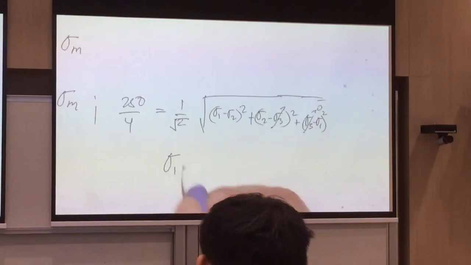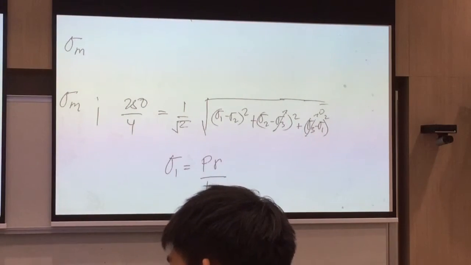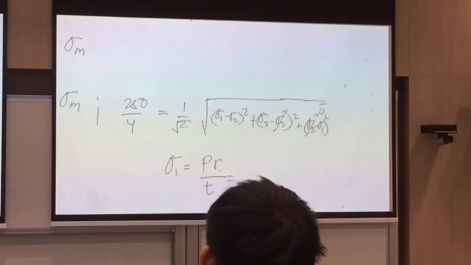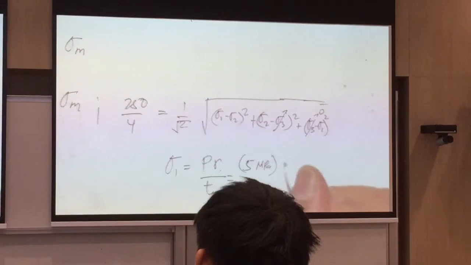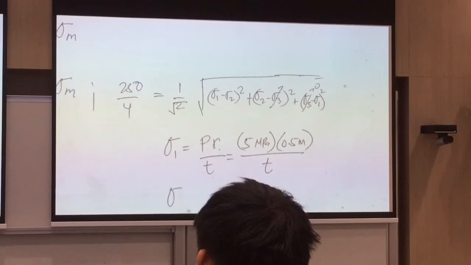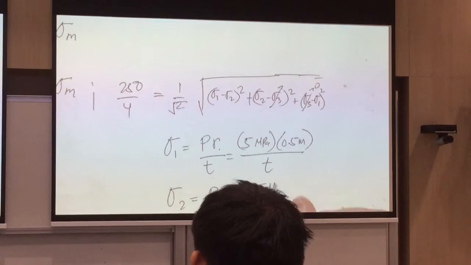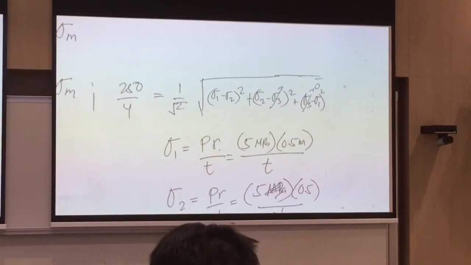So your sigma 1 is equal to PR all over that thickness, pressure and radius known, unknown is thickness. So let's have this one as 5 megapascal, and then you have this one to be 0.5 of a meter, so megapascal meter over thickness, right? And then you have your sigma 2 to be PR all over 2T. That's 5 megapascal, let me remove the unit, 0.5 all over twice the thickness.